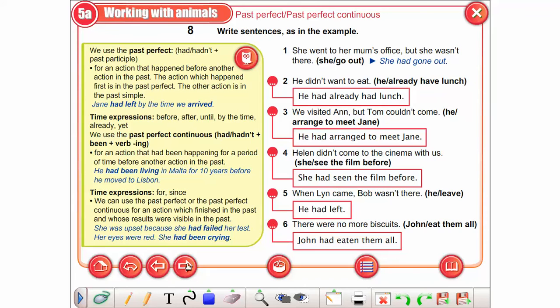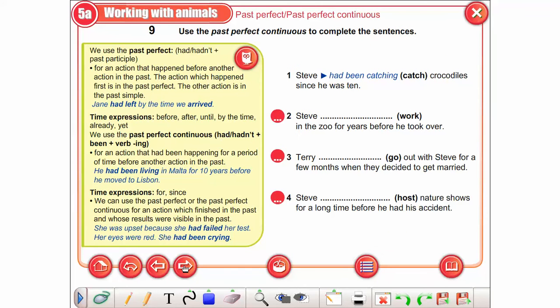Exercise number 9, use the past perfect continuous to complete the sentences. Number 1, Steve had been catching crocodiles since he was 10. Of course, this is the answer.